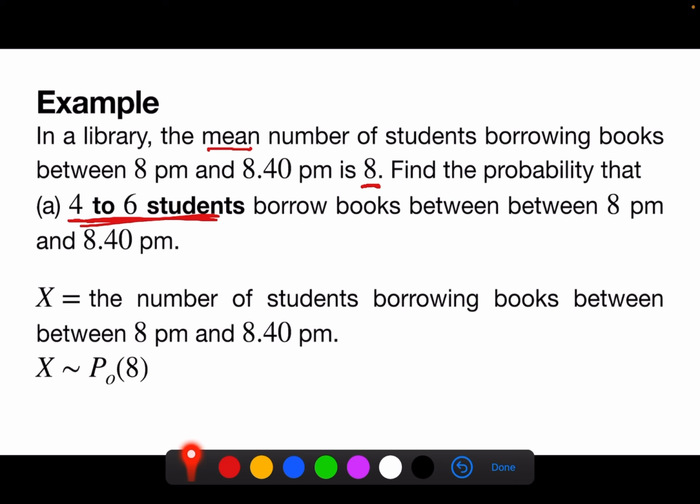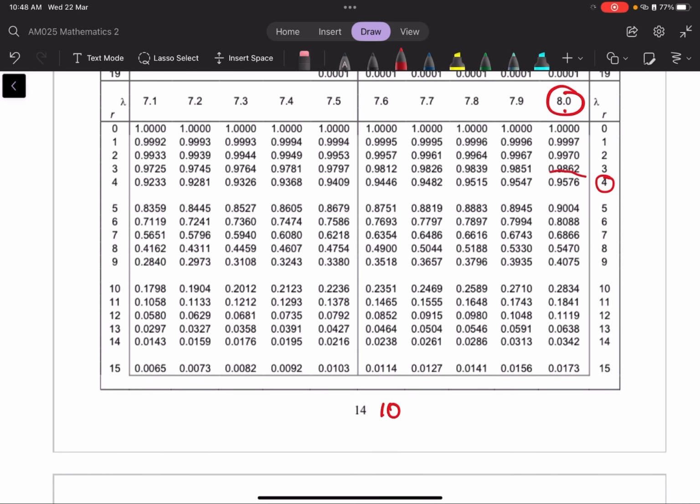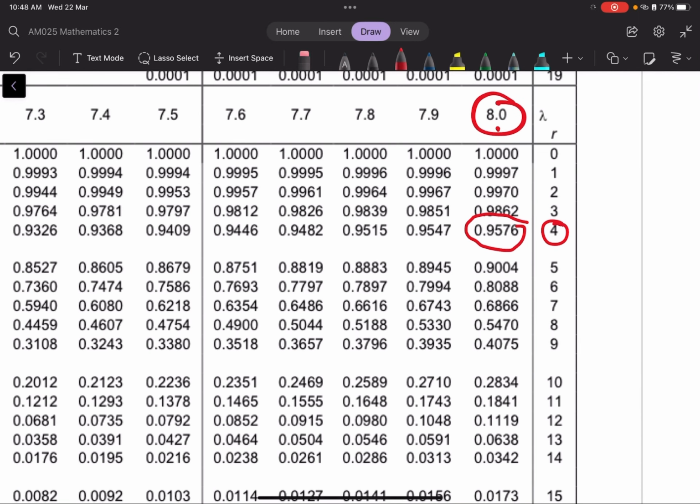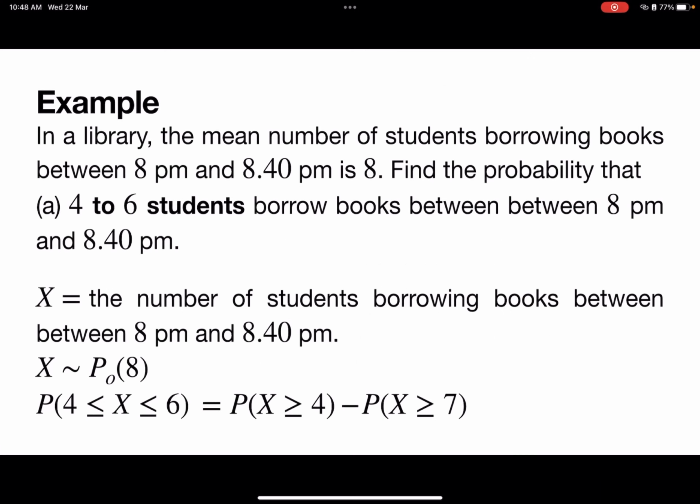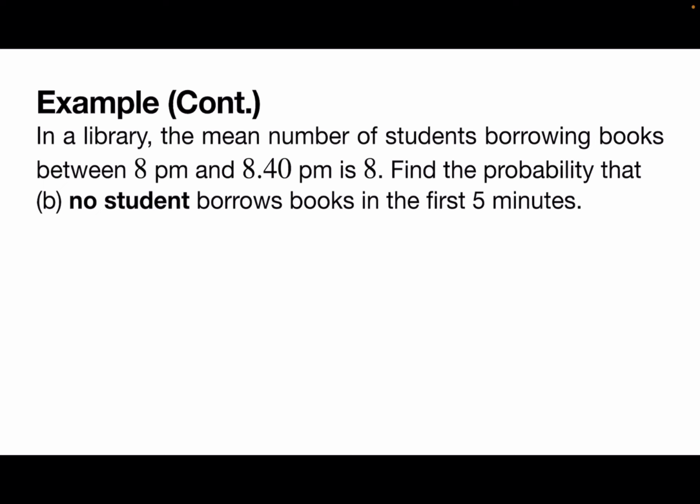4 to 6. How to represent inequalities? What happened to the sign of the inequalities? Probability x is greater than or equal to 4, okay? And x is less than or equal to 6. Both have less than or equal to sign. So what we're going to do is, using the table, probability of x greater than or equal to 4 will minus with probability of x greater than or equal to 7. This is 8, 4, 0.9576. Another number, x greater than or equal to what? 7, 0.6866. So minus that too. Okay. Then what you're going to get? 0.2710.